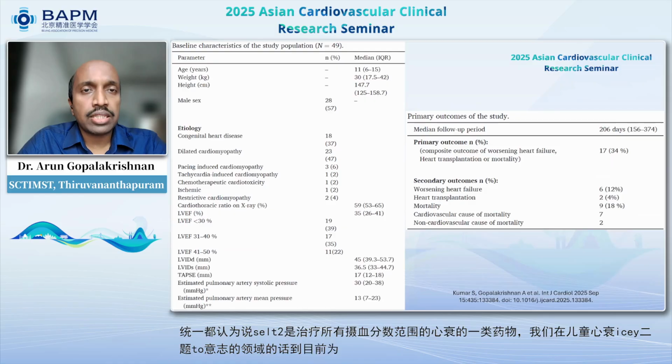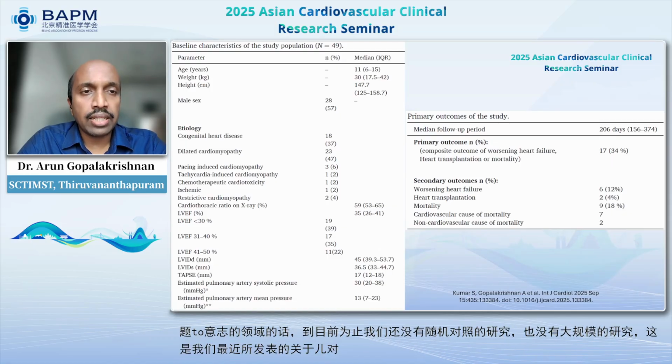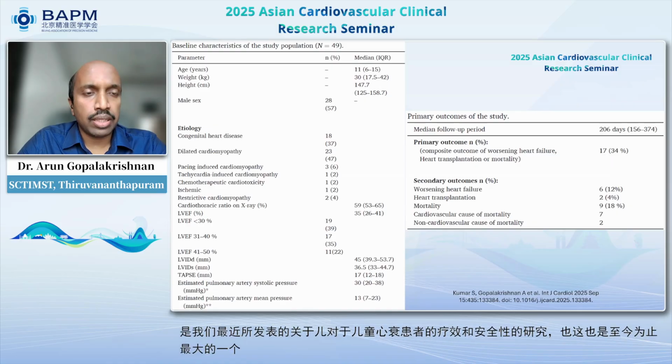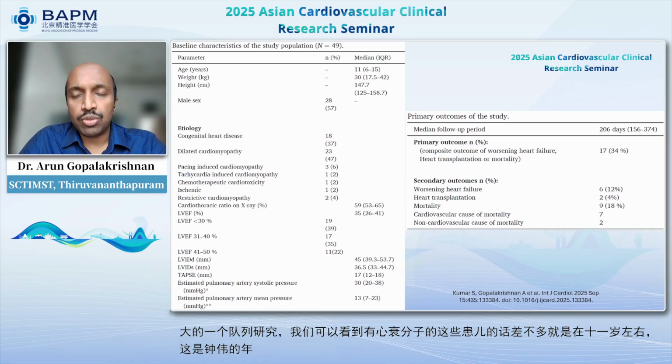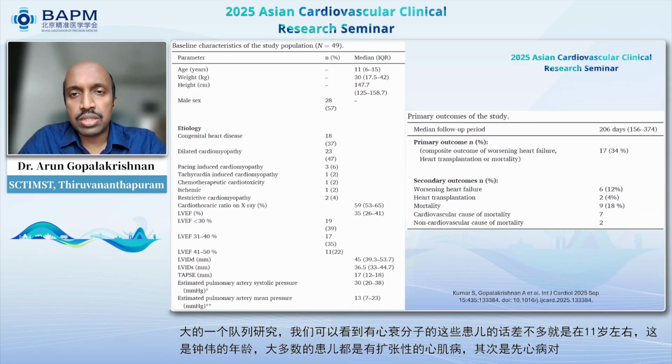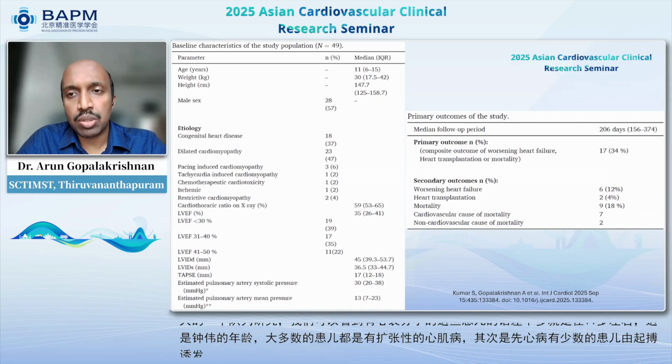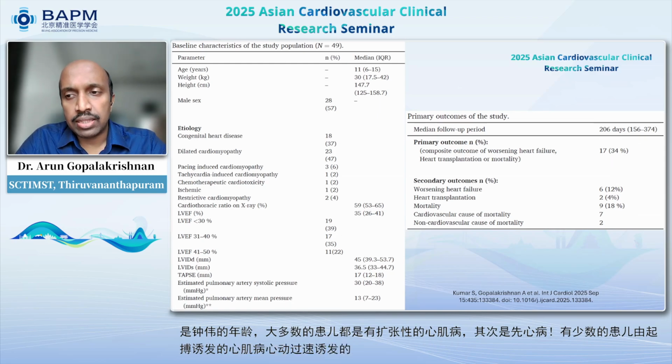The median age of our children was 11, and 49 children were studied. The majority had dilated cardiomyopathy, followed by congenital heart disease. There were a few children with pacing-induced cardiomyopathy, tachycardia-induced cardiomyopathy, and chemotherapeutic cardiotoxicity as well. The mean ejection fraction was 35%, and they were followed up for a median of 206 days, and 34% of them met the primary composite outcome of worsening heart failure, heart transplantation, or mortality, suggesting that the children were very sick.